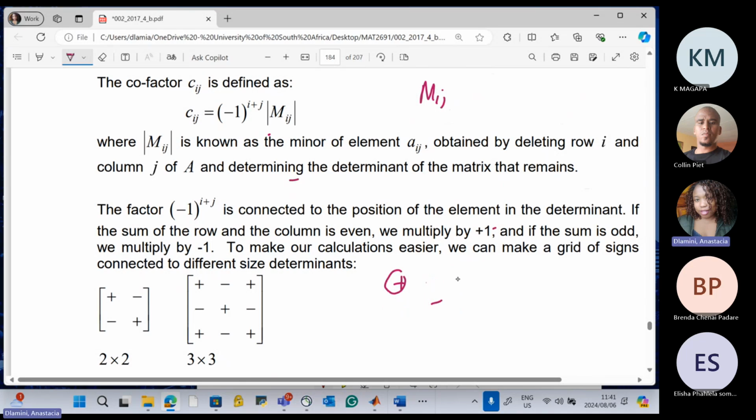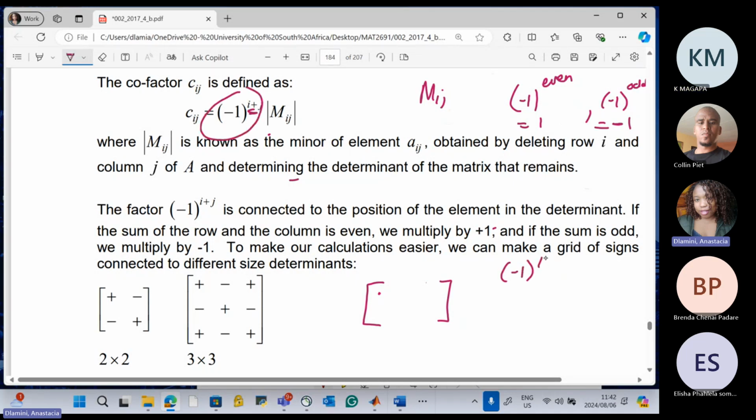Because we know that -1 to the power of an even number will give us positive 1. And -1 to the power of an odd number will give us negative 1. You see that? And because the i and the j are the rows and columns, when you add them, let's look at the 2 by 2 matrix. The first part is row 1, column 1, which is 1 plus 1. And 1 plus 1 is 2. So -1 to the power of 2 is positive 1. It means here it will be positive.